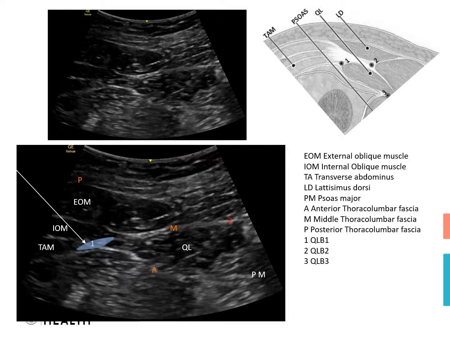Type 2 block or posterior. The needle is placed at the posterior border of the quadratus lumborum between the erector spinae and latissimus dorsi. Local is deposited outside the middle TLF.